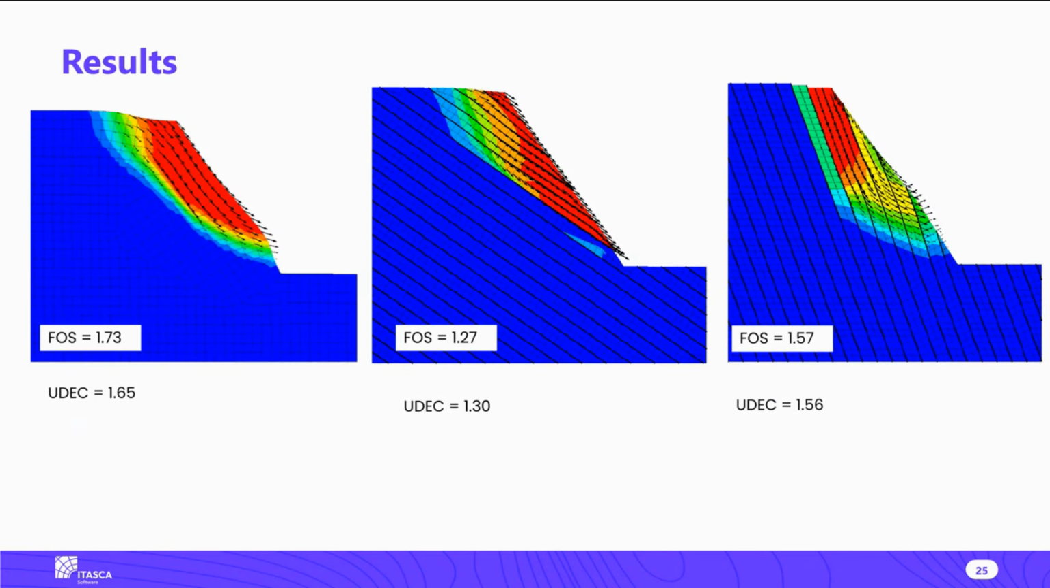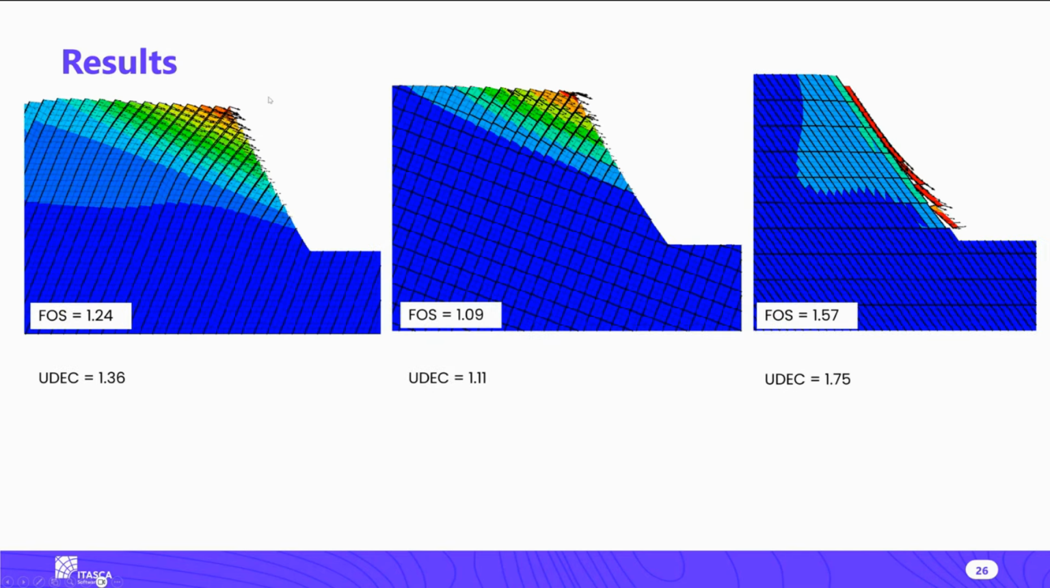And so the results look like this. This is plotting displacements, contour by displacements, and displacement vectors. So you can see the failure mechanisms here when there's sliding along the joints and some failure in the continuum. You can see the factor of safety, and you can see the comparison of factor of safety in FLAC 2D compared to what we got in UDEC.